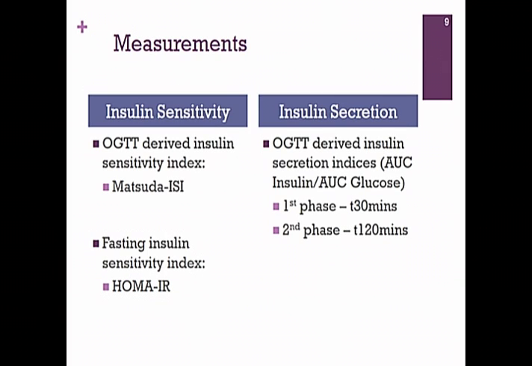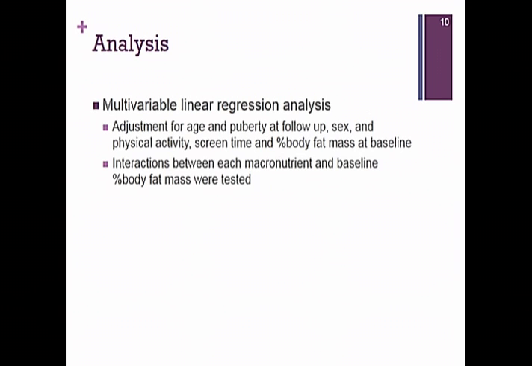Now, in terms of outcomes, we measured insulin sensitivity using an oral glucose tolerance test. So this is the Matsuda Insulin Sensitivity Index. We also used the Fasting Insulin Sensitivity Index, known as the HOMA-IR. And for insulin secretion, we also used the oral glucose tolerance test to measure insulin secretion in the first phase, so 30 minutes post-OGTT, and in the second phase, 120 minutes post-OGTT.